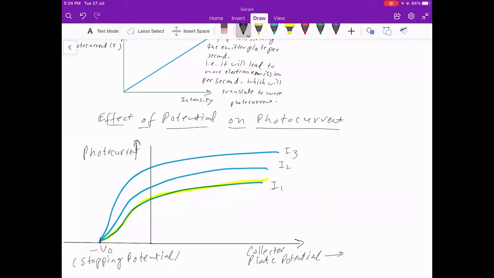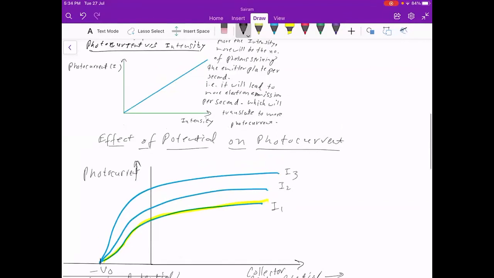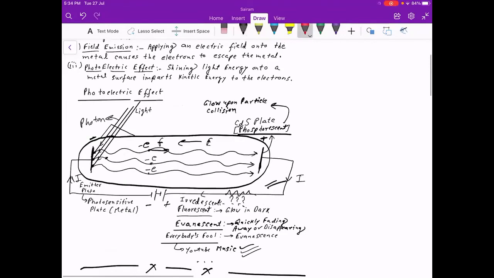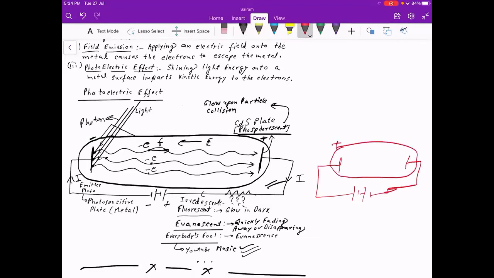What does that mean? That means in the experimental setup, you could actually have a negative potential. How do you get a negative potential? Just by having the opposite battery. If you put the battery opposite like this, the same setup is there, never mind the evacuation chamber. Then this is positive, this is negative.